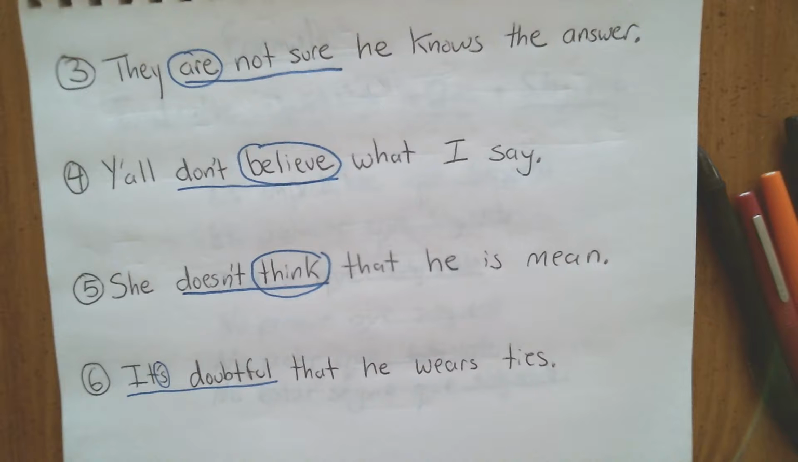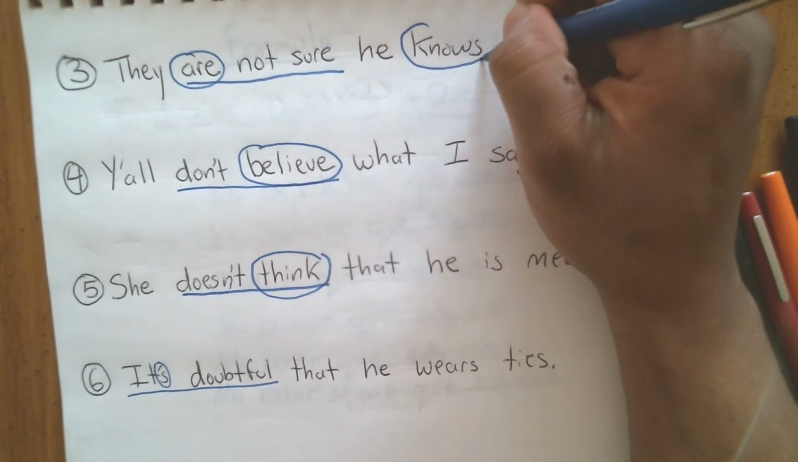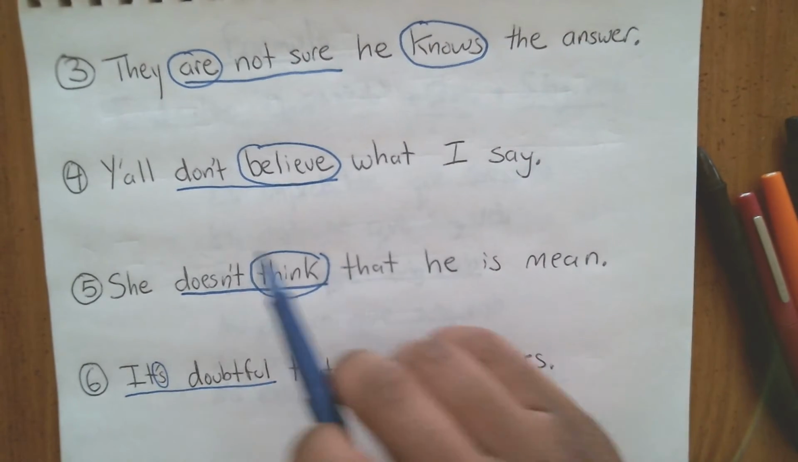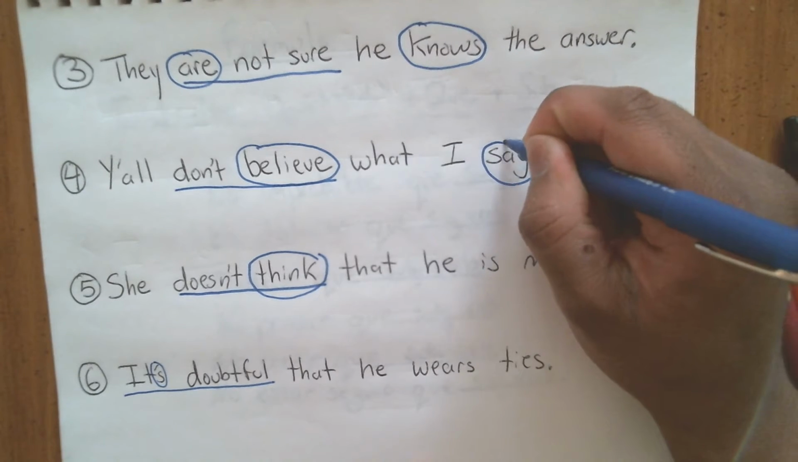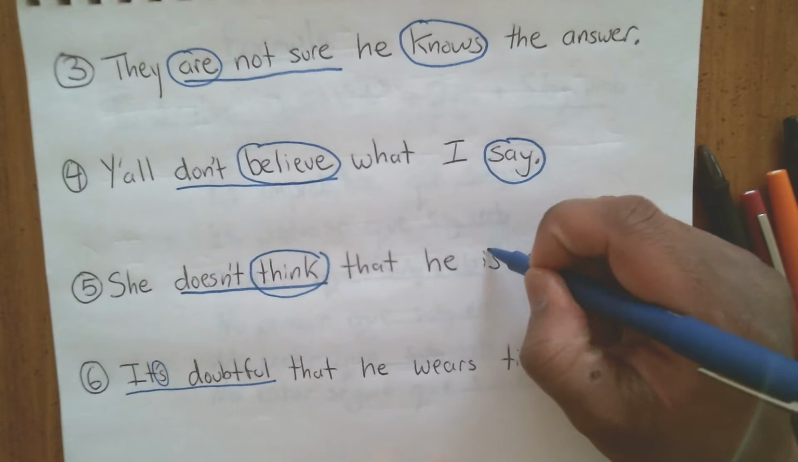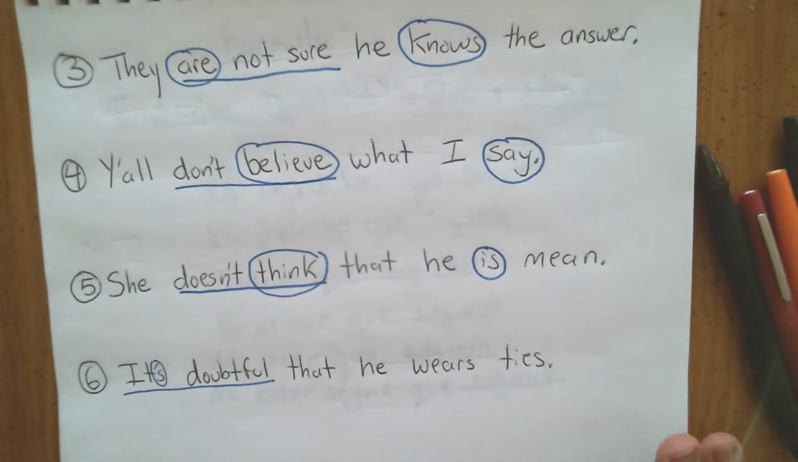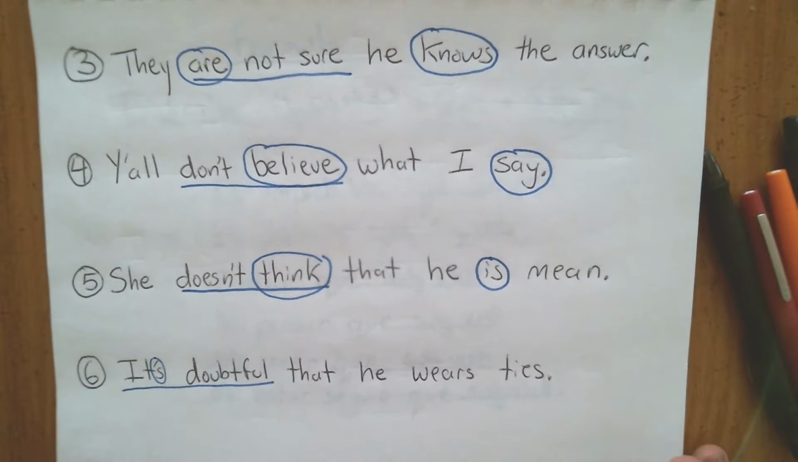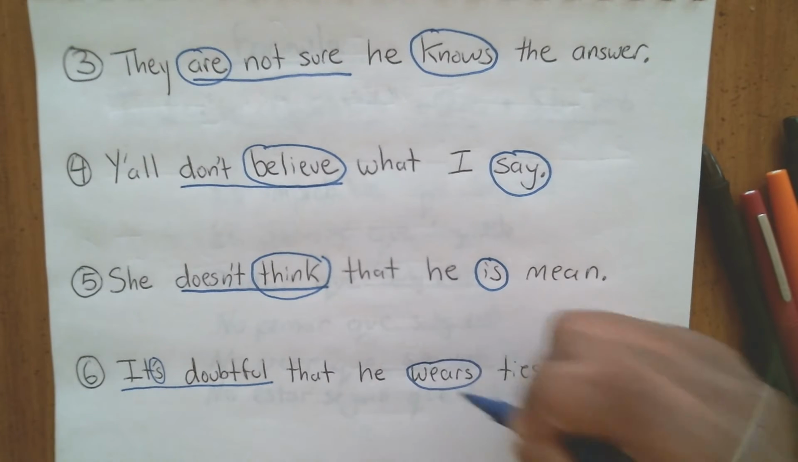Do we have a verb that is being called into question, a verb that is being doubted? Absolutely. They are not sure that he what? Knows the answer. This verb is what we are doubting. Y'all don't believe what I say. Say would be the verb that we are doubting here. She doesn't think that he is mean. Is would be the verb that we're calling into question here. And how about this one? It's doubtful that he wears ties. Wears would be the verb that is being called into question.